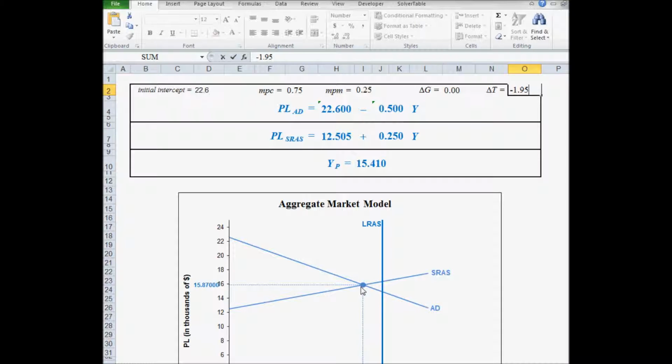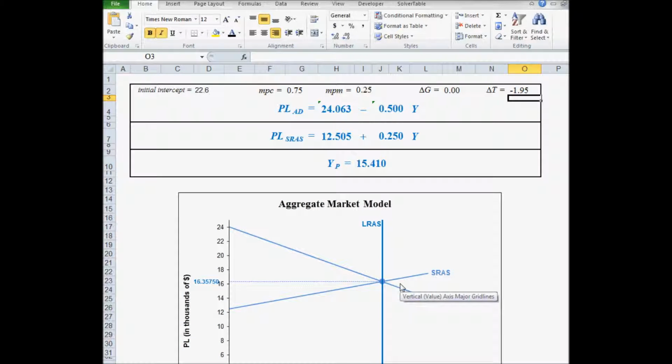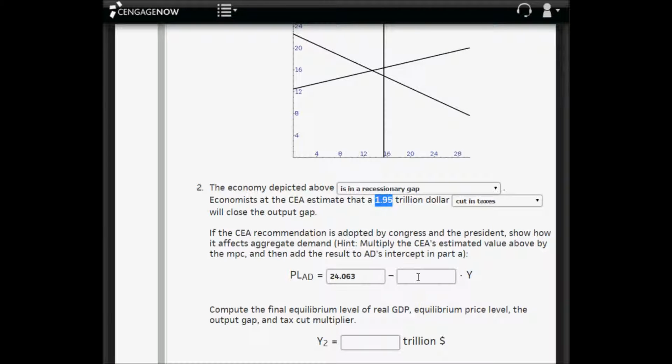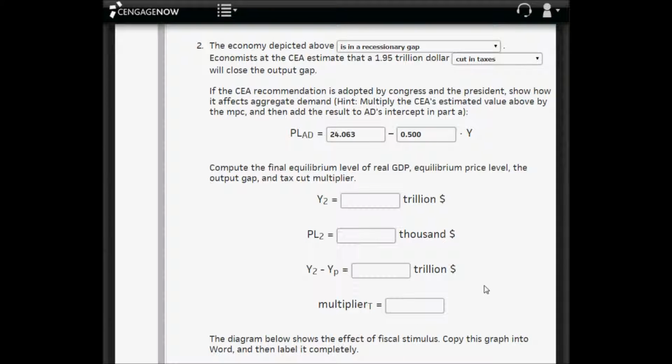So when I hit enter, this dot will end up over here, because aggregate demand is going to shift due to the tax cut. And it does. You can see here that the intercept at 3 decimal places is in fact 24.063. The slope is still 0.50. I'm going to use the graph in Excel to get the final equilibrium.